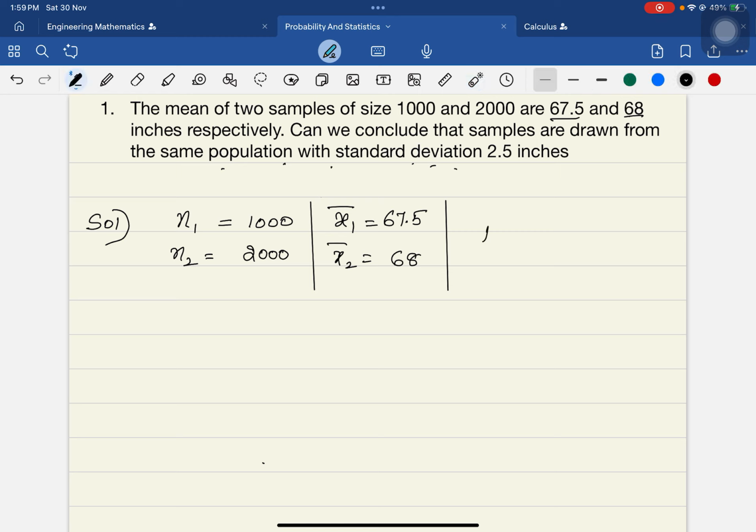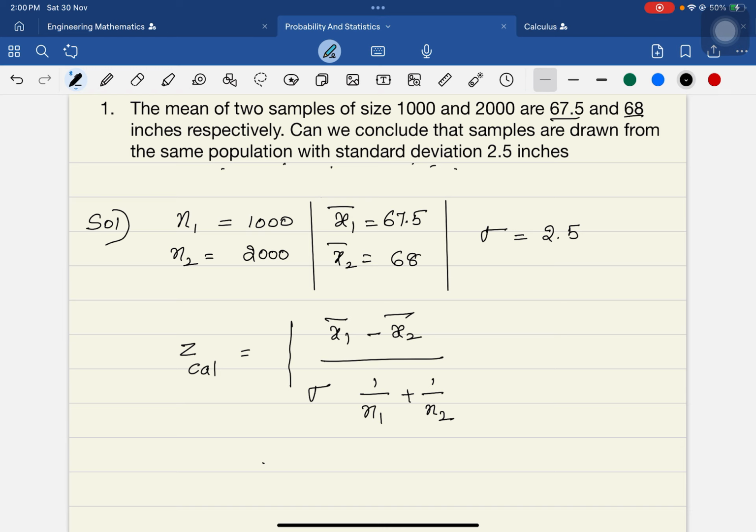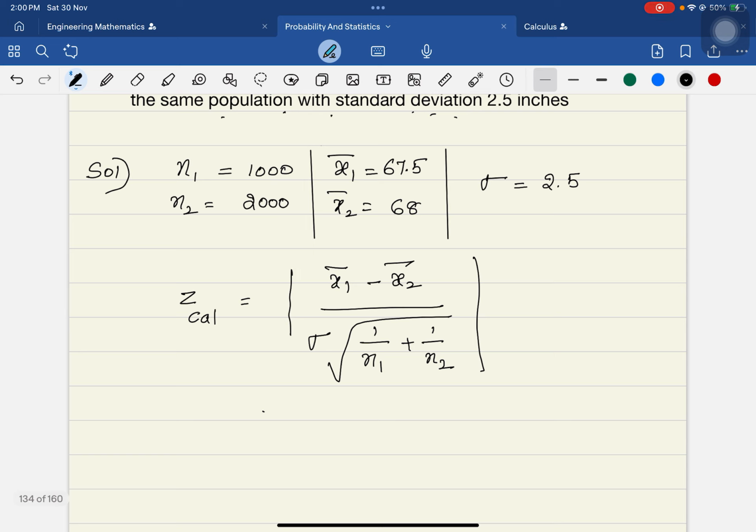So what is given here? The population standard deviation sigma is given as 2.5 inches. By observing this data, which is the formula that is suitable for this type of problem? The Z calculated value is given by modulus of x1 bar minus x2 bar over sigma times square root of 1 over n1 plus 1 over n2, because we know sigma now and there are two large samples. So this is the suitable formula for finding the Z calculated value.